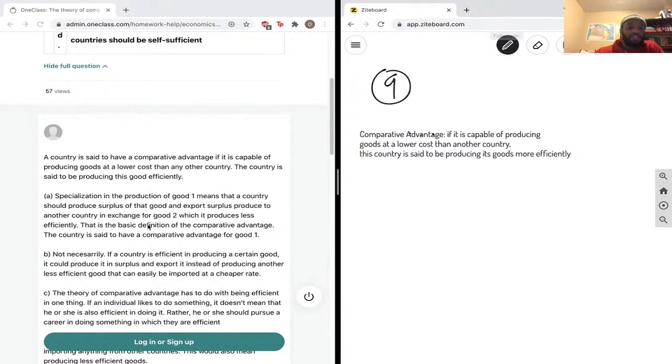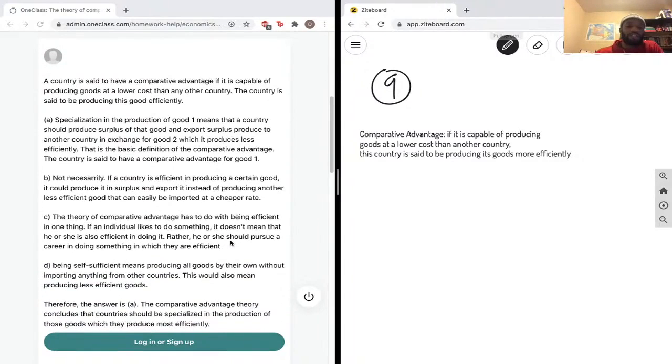Specialization in the production of good 1 means that the country should produce a surplus of that good and export the surplus to another country in exchange for good 2, which it produces less efficiently. That is the basic definition of comparative advantage. The country is said to have a comparative advantage for good 1. So that tells us A should be correct, but let's look at the explanations for why the other ones aren't.